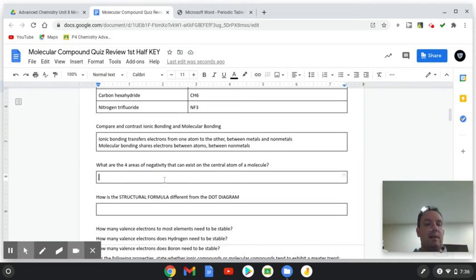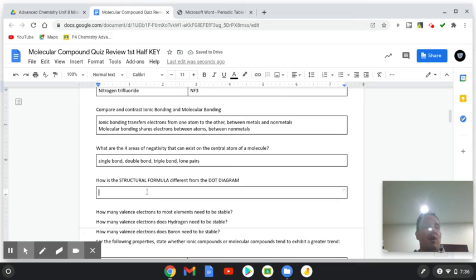Four areas of negativity we've talked about. You can have a single pair being shared, which we call a single covalent bond. You could have 2 pairs being shared, which is a double bond. You could have 3 pairs being shared, which is a triple bond. And you can have just lone pairs that are not being shared, which we call lone pairs.